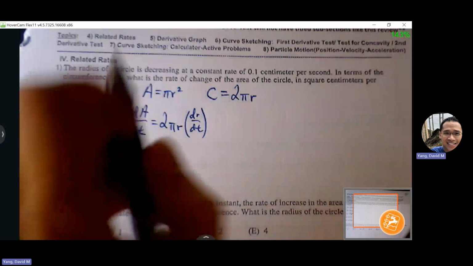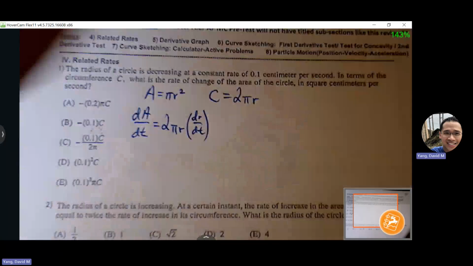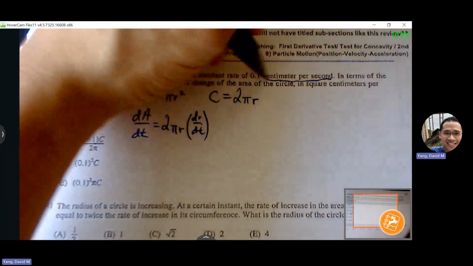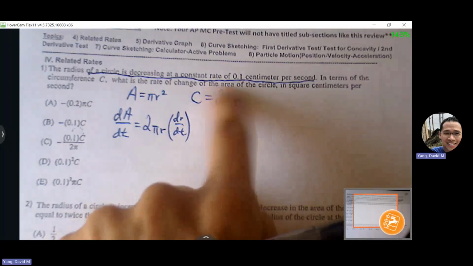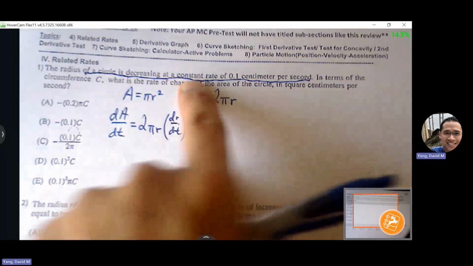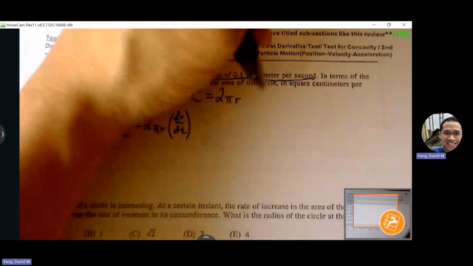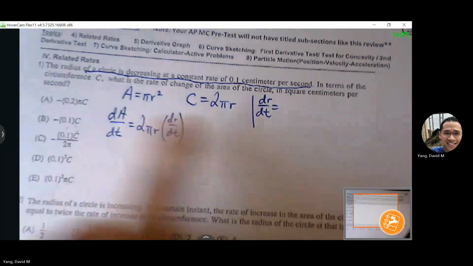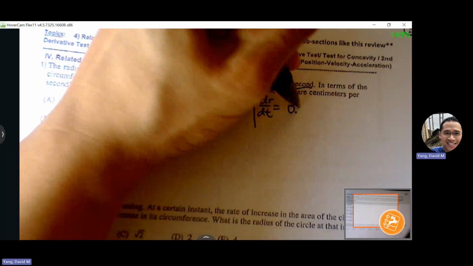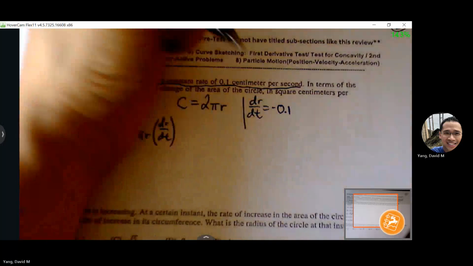Let's see what we can gather from the problem here. It says the radius is decreasing at a constant rate of 0.1 centimeters per second. What can we assign that to? What is that talking about? Close, definitely radius related. We see there's time involved, right? Centimeters per second, so it has to involve t, so that's where the dr/dt comes in. Is it just 0.1 or do we need to make an adjustment? Decreasing, right? So negative 0.1.